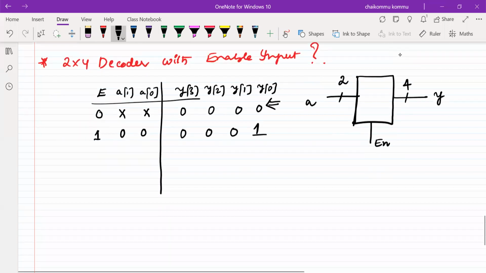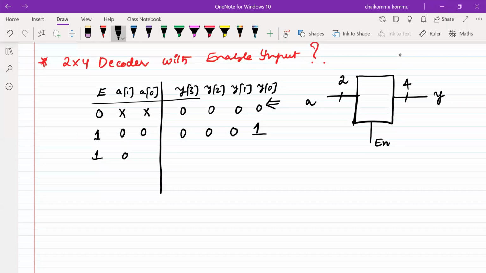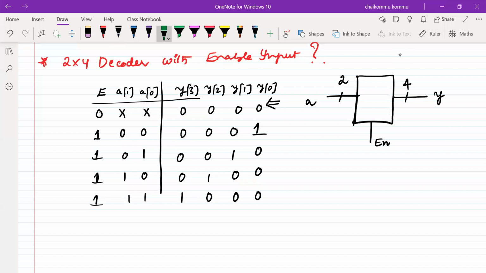For example, if the input is 0, 1, the output is 0, 0, 1, 0. If it is 1, 0, the output is 0, 1, 0, 0. If the inputs are 1, 1, the output will be 1, 0, 0, 0. So this is the output that we can have. Accordingly, Y of 3, Y of 2, Y of 1 can be defined, and Y of 0 will also be defined. So what is Y of 0 here now again?